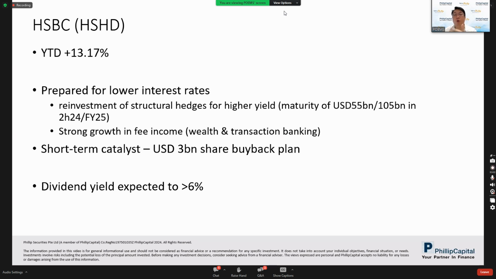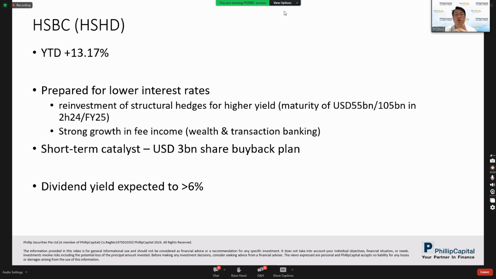And they not only managed to have this particular strong point of reinvestment for the structural hedges, they also have very strong income growth in terms of the fee income. So they have their wealth income, like insurance, your bank insurance, your unit trust, your different type of funds itself, and also on transaction banking. So HSBC is one of the strongest in transaction banking in the world as well, across Europe, China, and even for the other region of the world.